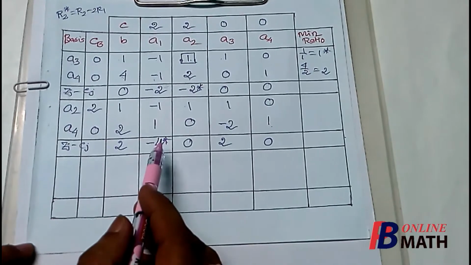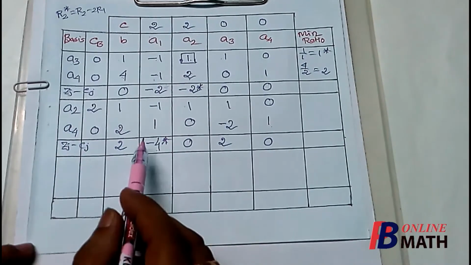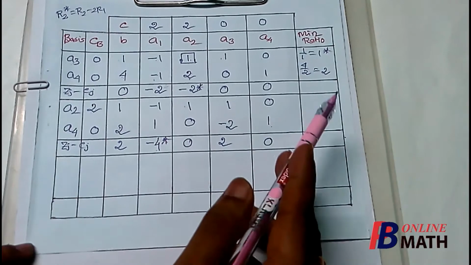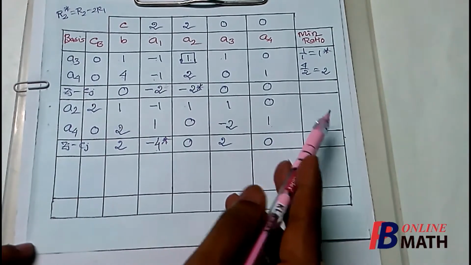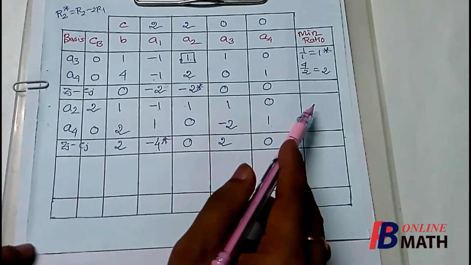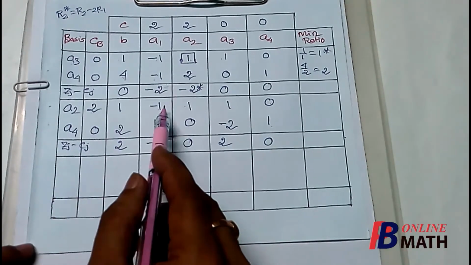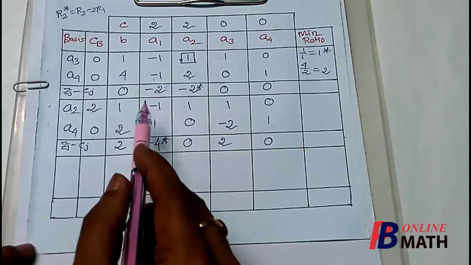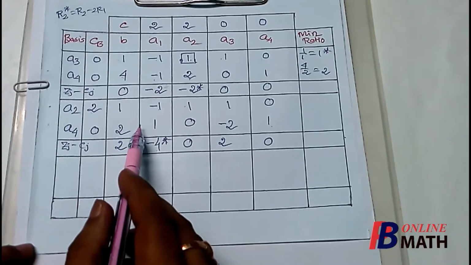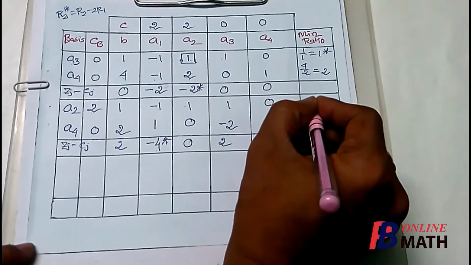Next we have to determine which vector will leave the basis. For that we have to compute the ratios from which we shall find the min ratio. So if we compute the first ratio, we find that it is 2 by minus 1, which is minus 2. And we know that we will not take the ratios which are negative or infinite. So we shall not take this ratio.